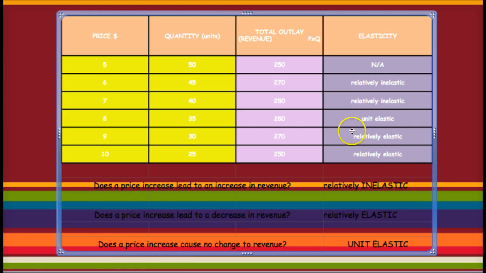Now, that being said, if you wanted to talk about the overall elasticity of demand from the $5 to $10, you could look at what happens between $5 selling 50 units, and when it's $10 that you're only selling 25, and obviously that's a huge elastic jump.